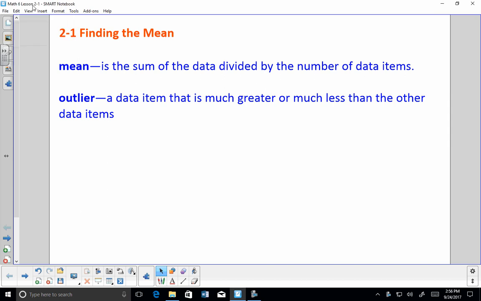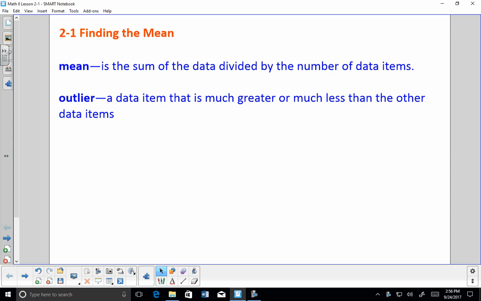This is Math 6, Lesson 2-1, Finding the Mean. Mean is the sum of all the data divided by the number of data points. Sometimes this is referred to as average. So if you ever hear the average of something, it's the same thing as saying the mean. An outlier is a data item that is much greater or much less than all of the other data items.